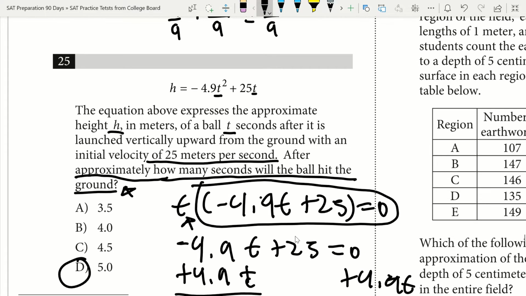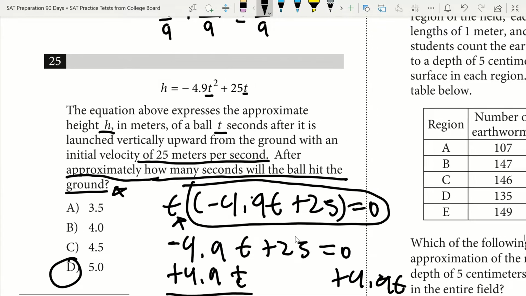All right, so that takes us through 25. Now we can go ahead and switch over to question 26.